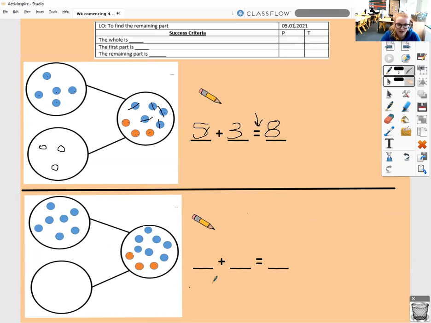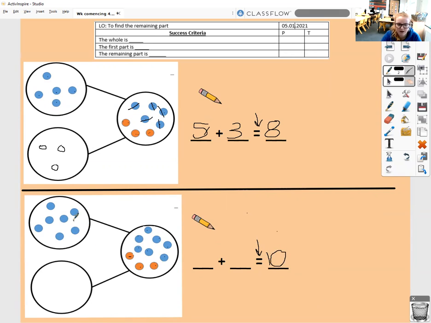Okay, let's have a look at this together. So we need to use this part-part whole model to fill in our number sentence. So where can I find my whole? So here is my equal symbol. This side has 2 parts, so this side must be my whole. So this is where my whole is going to go. So let's count how many is in my whole. 1, 2, 3, 4, 5, 6, 7, 8, 9, 10. In my whole, there are 10 counters.